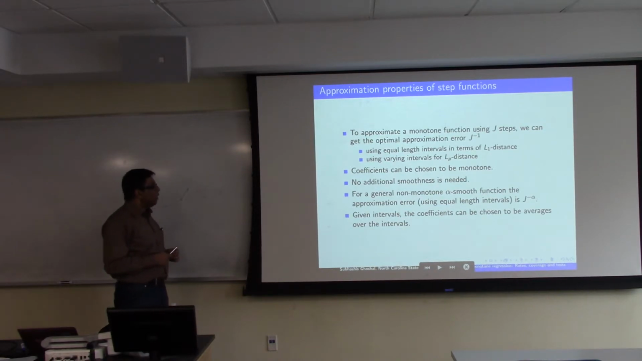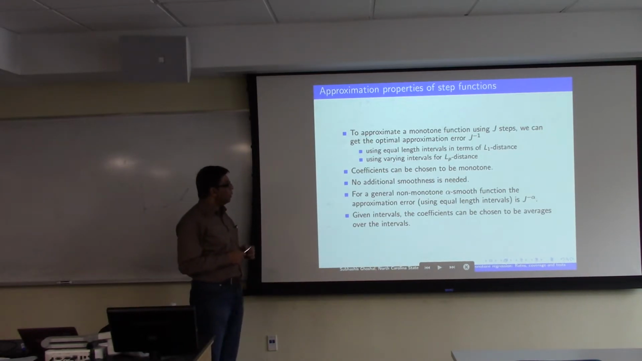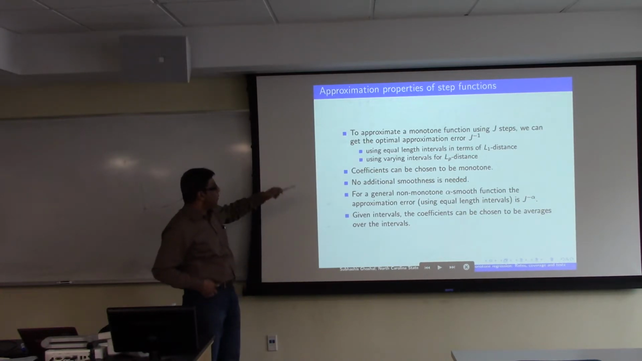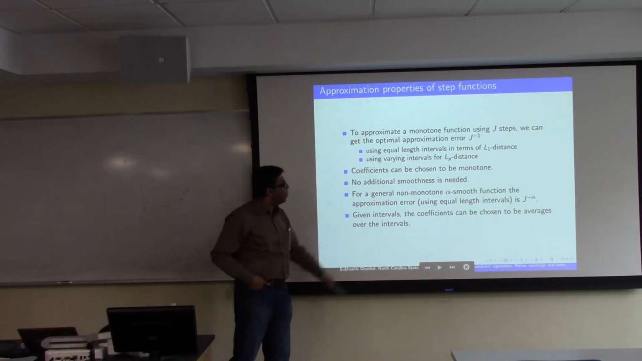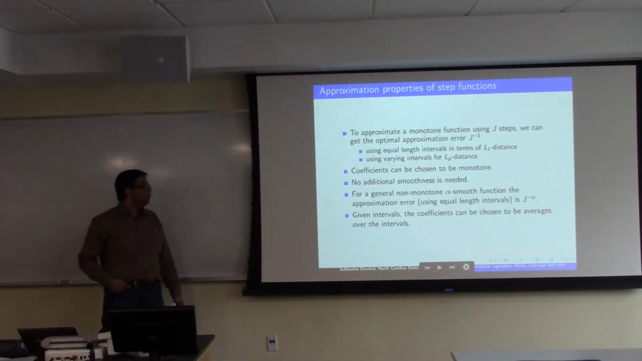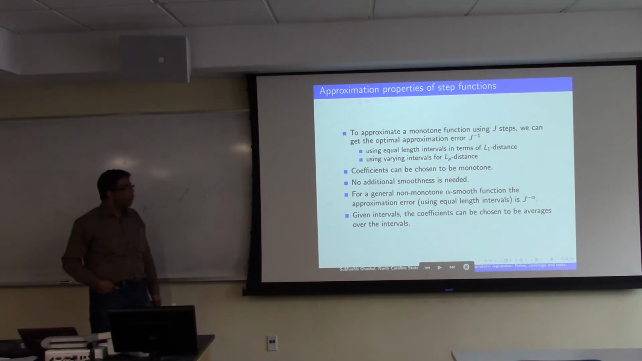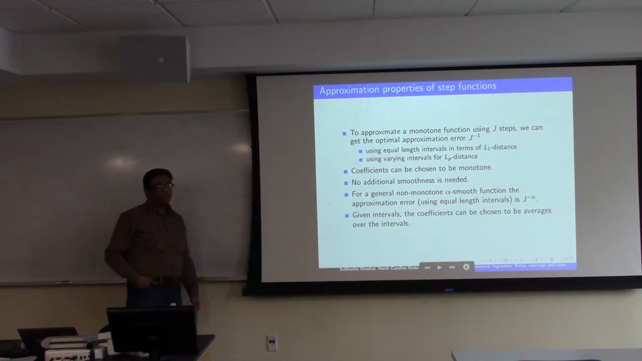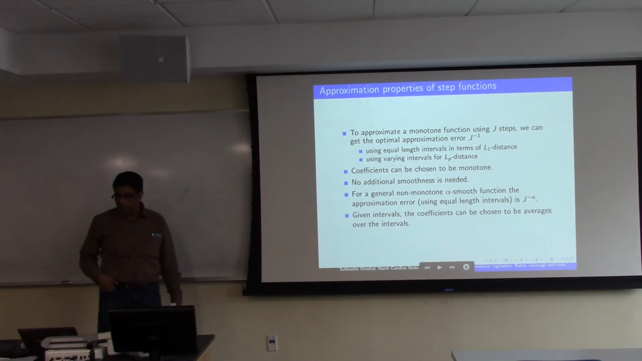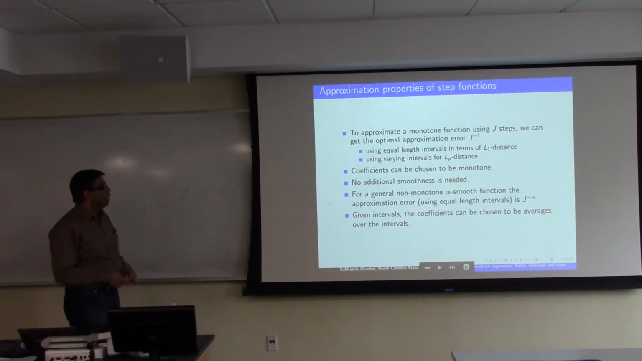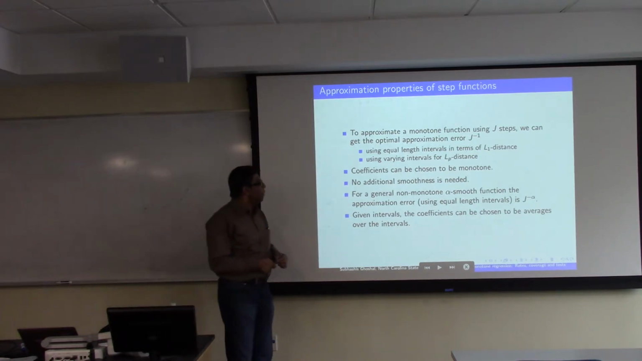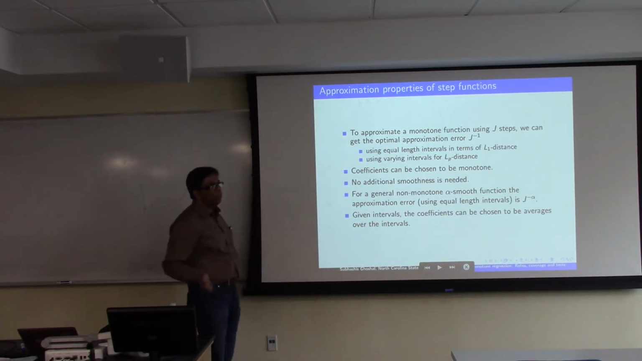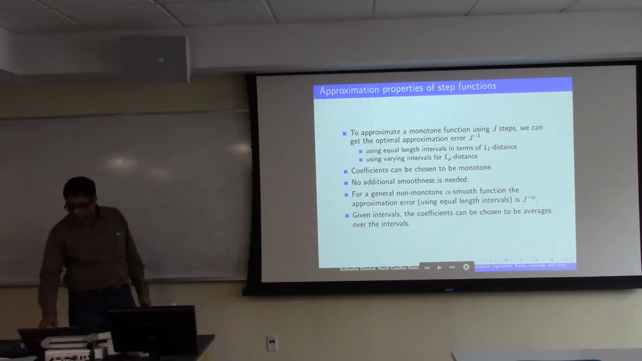But if it's a general non-monotone function that is alpha smooth in the Hölder sense, then the approximation for the same thing is J to the power minus alpha, as long as alpha is no more than 1. So the same kind of scheme approximates monotone functions as well as smooth functions up to smoothness level 1. Beyond smoothness level 1, it cannot maintain that J to the power minus alpha rate. You will have to use smoother bases. But using this basis, that's the maximum we can go.